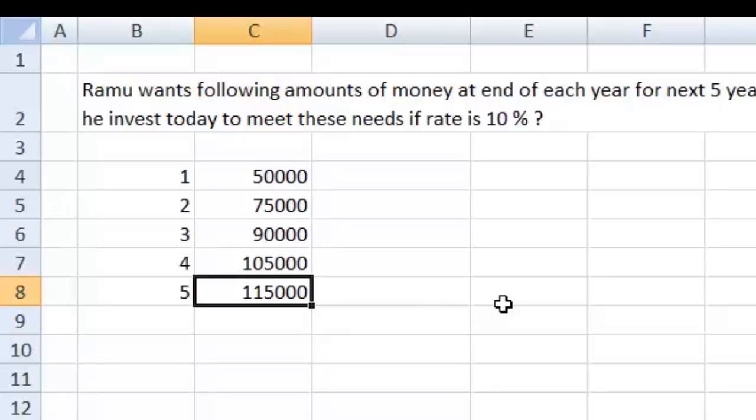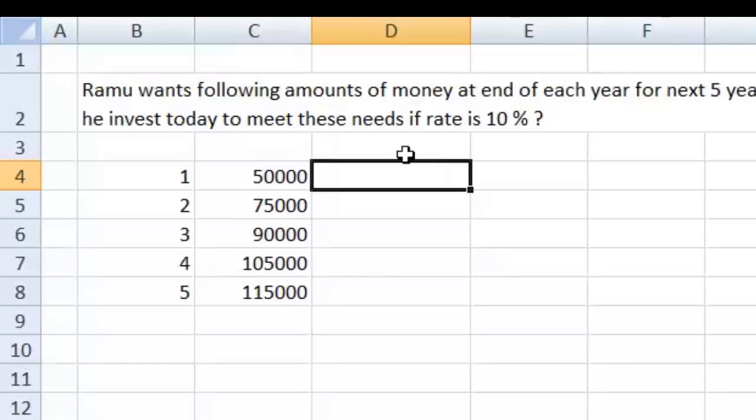For a moment, let's think of these as 5 different questions. Let's say I want to invest some money which will grow for 1 year at the rate of 10% and become 50,000. Similarly, another sum will grow for 2 years at the rate of 10% and become 75,000, and so on. So instead of treating this as one single question, let's treat it as 5 different questions. Now how would we solve that?